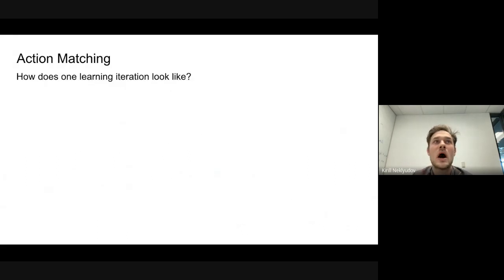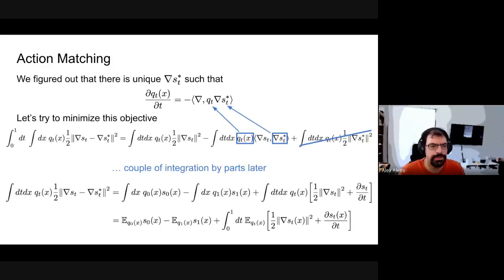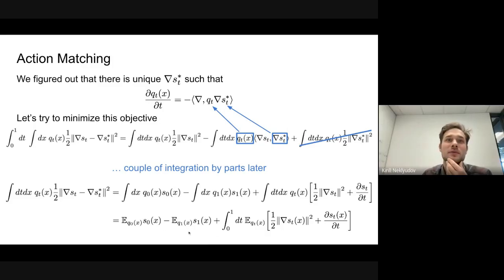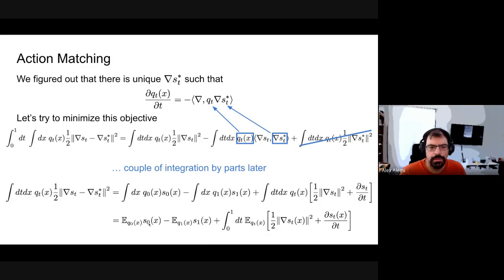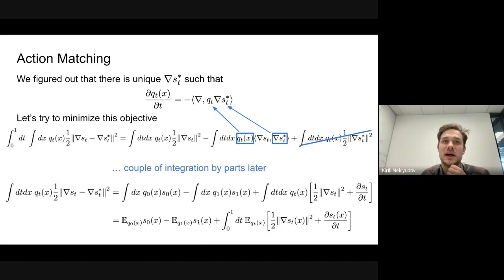Sorry, could you go back for a second? So here S_0 is S at t equals 0 and S_1 is S at t equals 1, right? Yeah, thank you for clarifying. And then S at t equals 0, S at t equals 1, and here it's S at the current t.